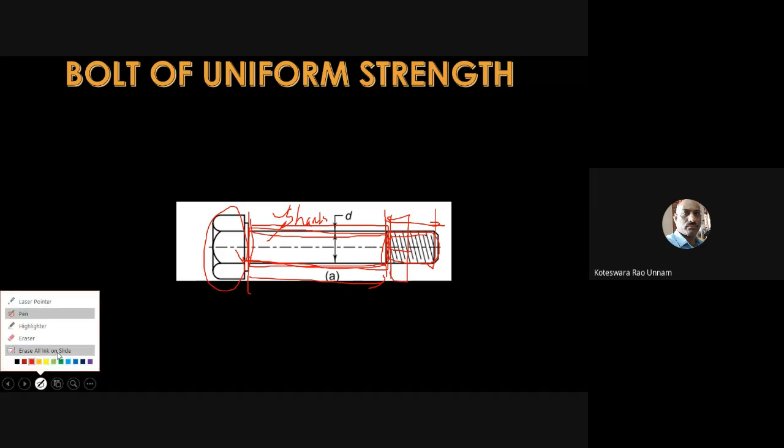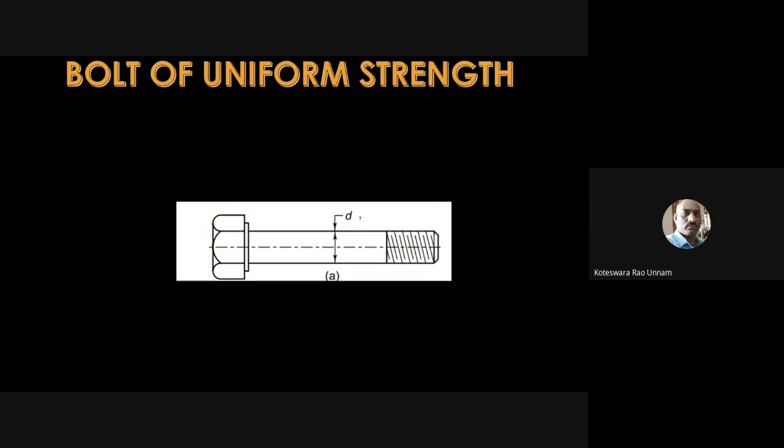But here, from the point of view of the bolt of uniform strength, what you need to look at is that the diameter of the shank is D. We'll call this the nominal diameter also. You can see the diameter is the same, or uniform, throughout the length from this end to this end. It is the same for the shank portion as well as the threaded portion.